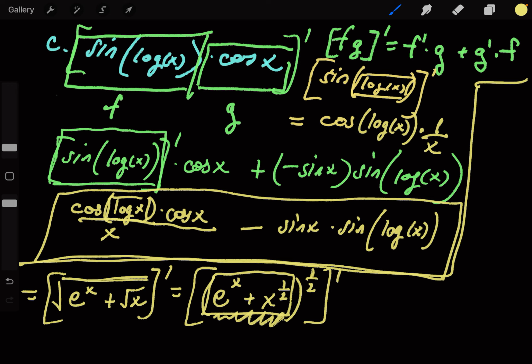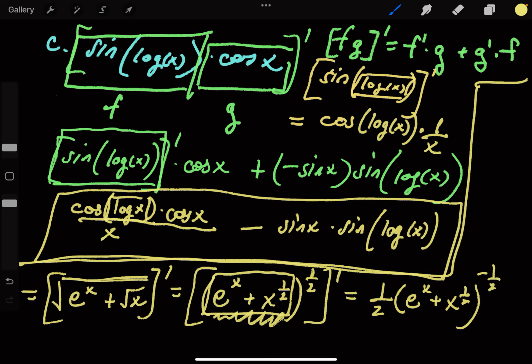The derivative of u to the 1/2 is equal to 1/2 u, which in this case is e to the x plus x to the 1/2, to the negative 1/2, when I subtract 1 from the exponent. So it's 1/2 u to the negative 1/2 times the derivative of this. The derivative of that inside is e to the x plus, right, 1/2 x to the negative 1/2.